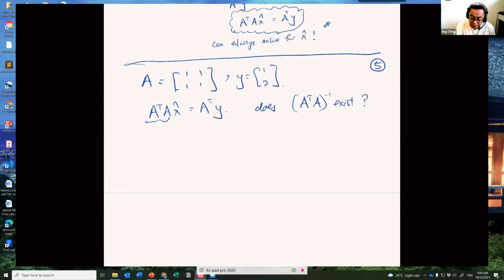And here, unfortunately, in this particular example, it does not exist. A transpose A inverse does not exist. But never mind. We still can solve for x hat through this equation. Once we have solved for x hat, we can put it there and then put the values there.